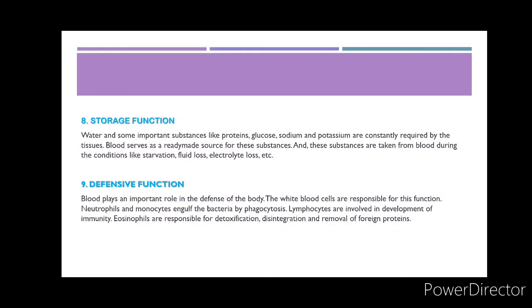Now the last function is the defensive function. Now the blood plays an important role in the defense of the body. The white blood cells are responsible for these functions. First, neutrophils and monocytes engulf the bacteria by phagocytosis. Second, lymphocytes are involved in the development of immunity. And last, eosinophils are responsible for detoxification, disintegration and removal of foreign protein.